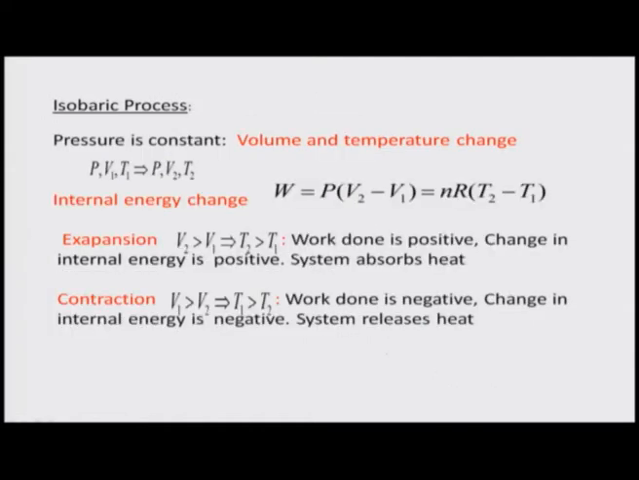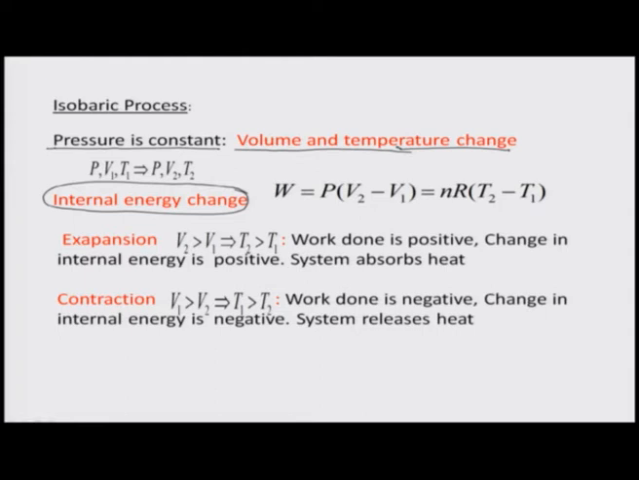Now, we go to the next process, the isobaric process. Isobaric process means pressure is kept constant. Here pressure is kept constant, volume and temperature do change. As soon as you know that temperature changes, there is a change in internal energy. This is your isobaric process in which you go from P V1 T1 to P V2 T2.